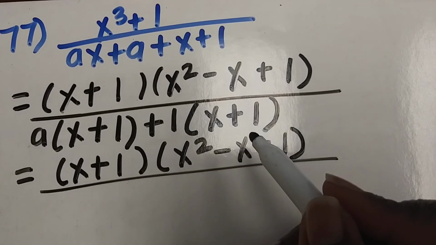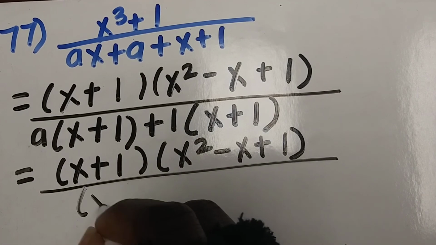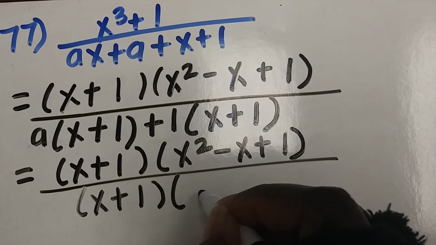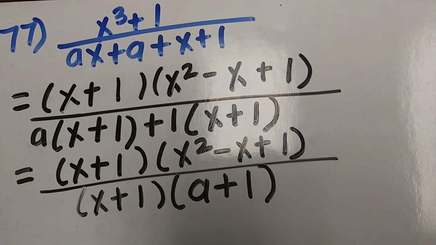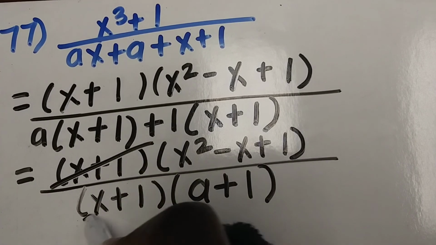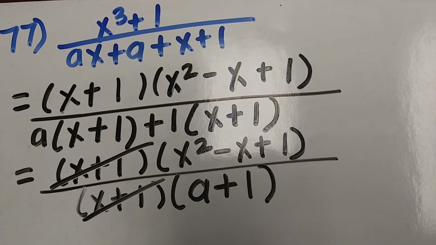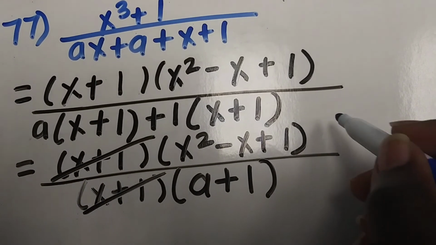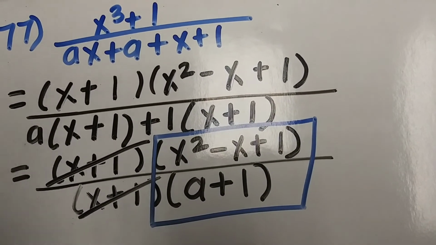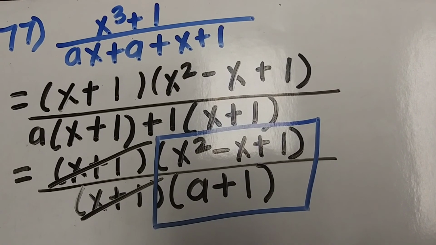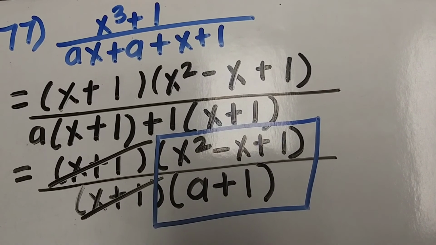Factor your denominator one more time. My GCF is x plus 1. What is left over is x plus 1, a plus 1. Do I see anything cancel out? A hole in my graph at x equals negative 1. What's left over is x squared minus x plus 1 over a plus 1. That is what's left over, and this, what I have boxed up, is my answer.